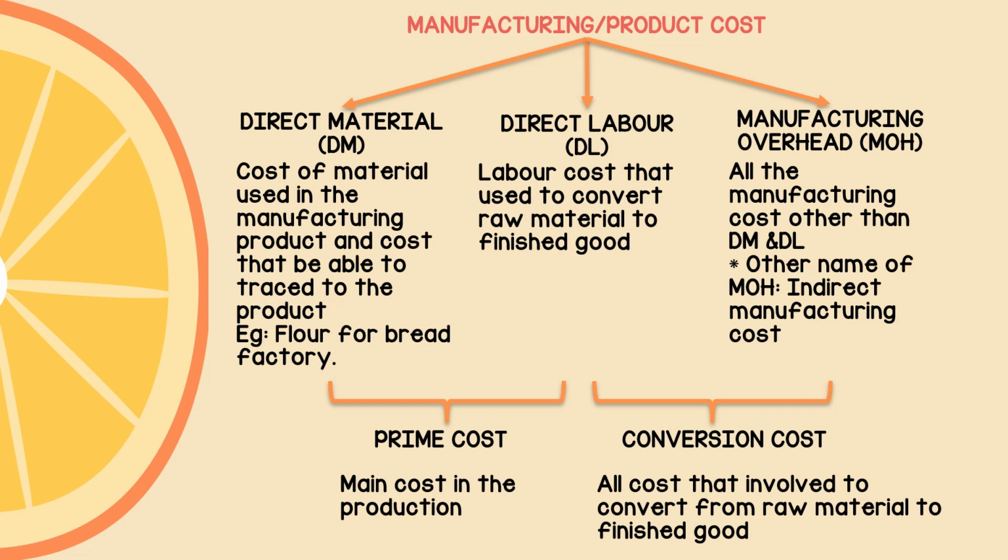So, when you add direct material cost with direct labor cost, we will get the prime cost. So basically, prime cost is the main cost in the production. And when you add direct labor cost with manufacturing overhead cost, we will get the conversion cost. Conversion cost is the cost involved to convert the raw material to finished goods.